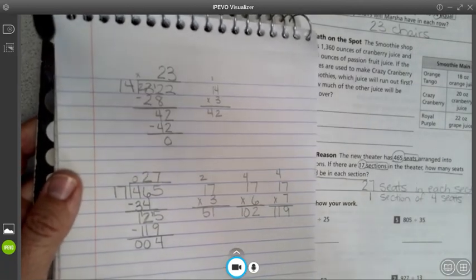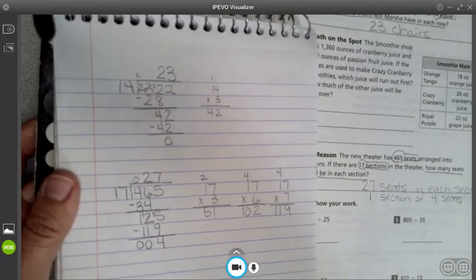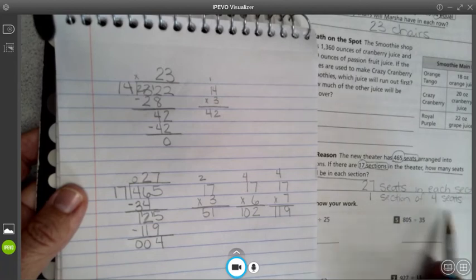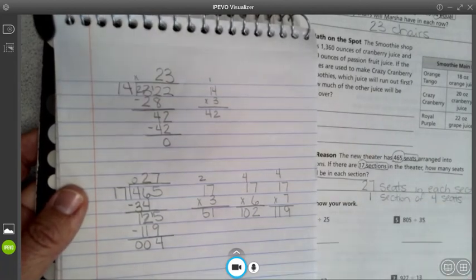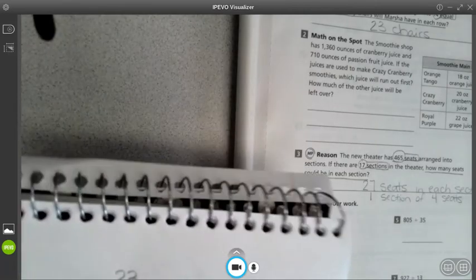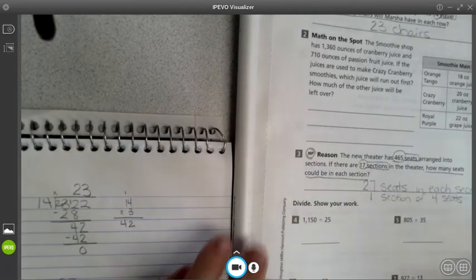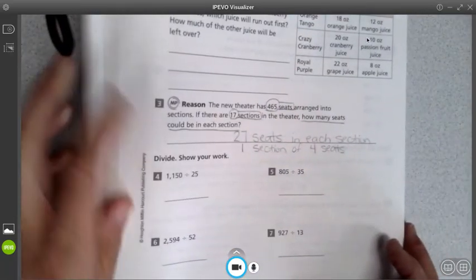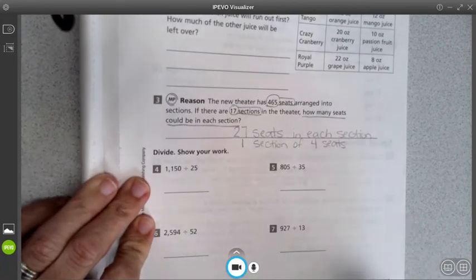That could be one possibility. There's more than one correct answer here. So we could decide how many sections that would be and then how many seats would be left over. All right, so that is one possible answer. I think I have enough room. I'm going to move this notebook out of the way. I think I have enough room in my book to do the rest of this dividing work.